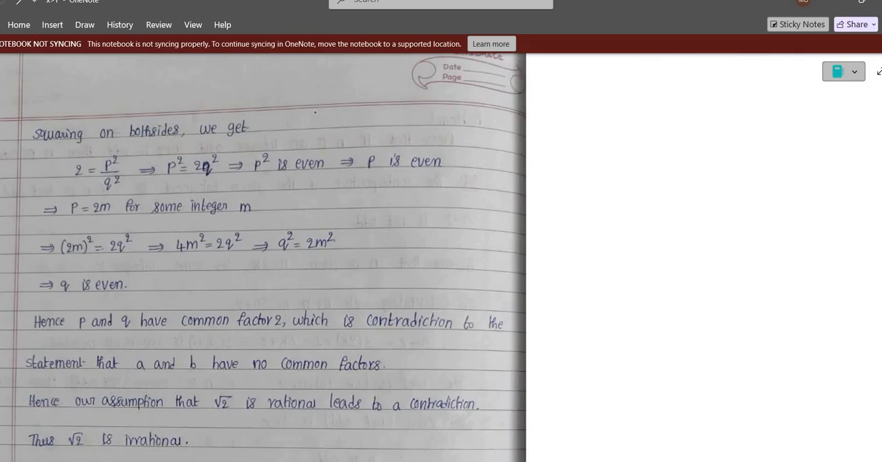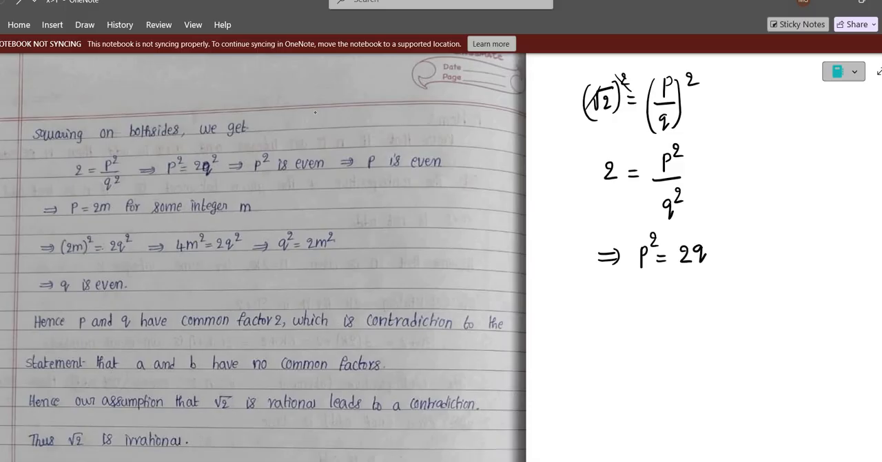Now squaring on both sides. Root 2 whole square equals p by q whole square. Root and square get cancelled, so we are getting 2 equals p square by q square, which implies p square equals 2 into q square. Here again observe, I am writing p square as 2 into q square. A number which can be written as 2 into some integer means it is even. So this is an even number.